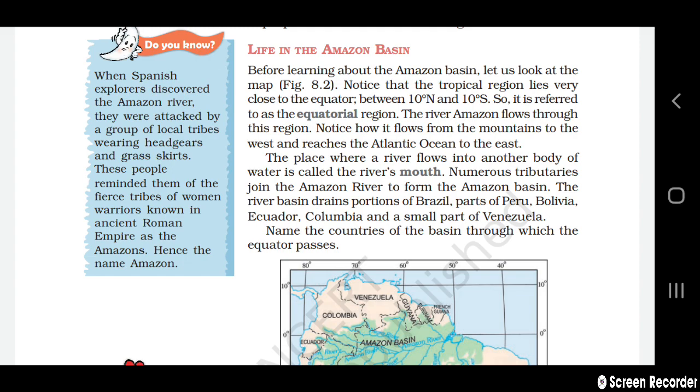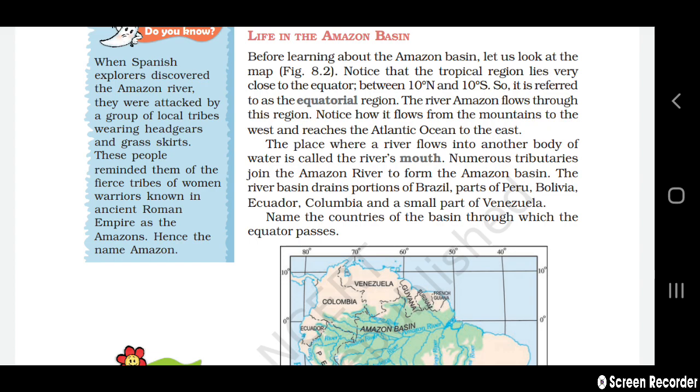The place where a river flows into another body of water is called the river's mouth. Numerous tributaries join the Amazon River to form the Amazon Basin. The river basin covers portions of Brazil, parts of Peru, Bolivia, Ecuador, Colombia, and a small part of Venezuela.